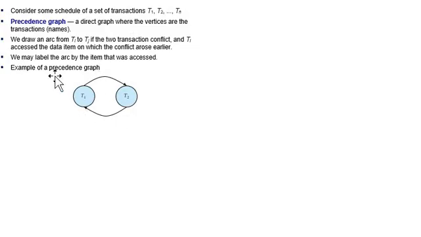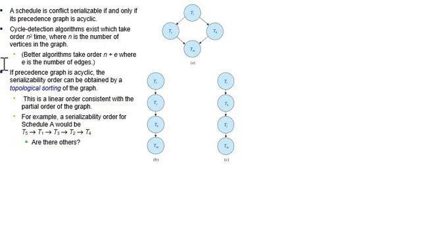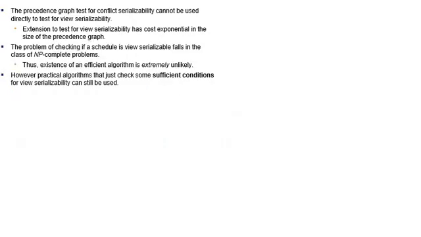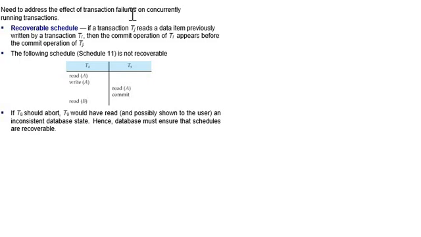The testing of serializability is based on the precedence graph between transactions T1 and T2. The graph can be drawn, and the test procedure for conflict serializability is as follows. Next, the recoverable schedule: if a transaction Tj reads a data item previously written by transaction Ti, then the commit of Ti must appear before the commit operation of Tj. The following schedule can be executed.